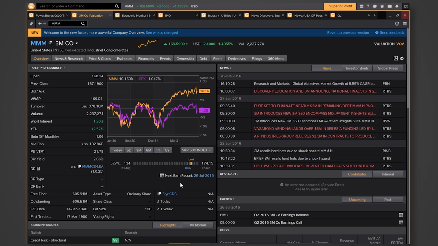So 3M at a glance: in the last 1 year you can see it went up by 10%, whereas SPX, the S&P index, went down slightly, almost unchanged. So 3M outperformed, and we can see at a broad level how the stock and the index moved. But I am looking for events. The next event is earnings release, BMO 26 July. So it has some time, about 1 month.